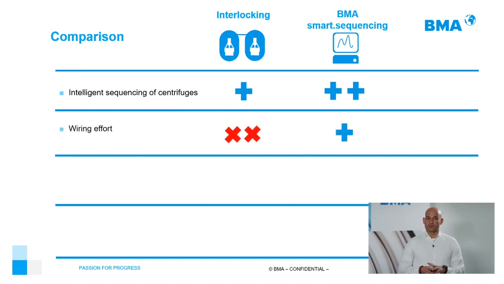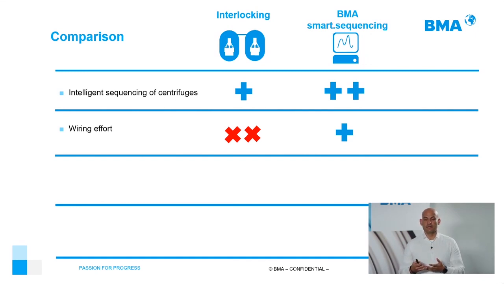The wiring effort. If we are talking about the standard hardwired interlock, all the signals from one machine to another will be hardwired, transmitted to the next centrifuge.